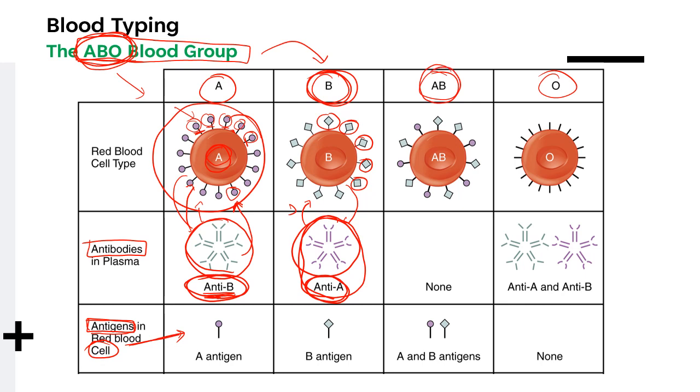People who have AB blood have antigens A and antigens B in the red blood cells. They will not have any antibodies in their plasma. And finally, O type: they have no antigens in the red blood cells, but they have antibodies A and B in their plasma.